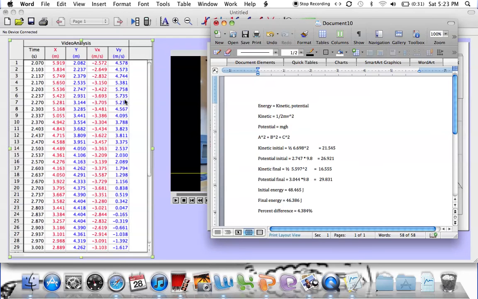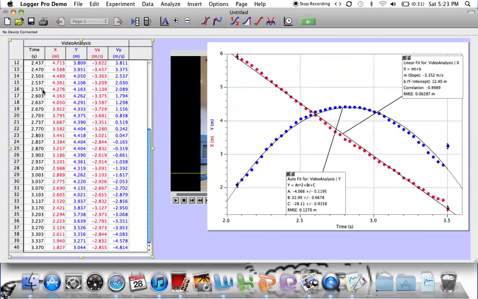So these times: the initial energy was taken at a time of 2.203 seconds here, and the ball's final energy was taken at time 3.370 seconds. So now let's go ahead and look at our calculations.